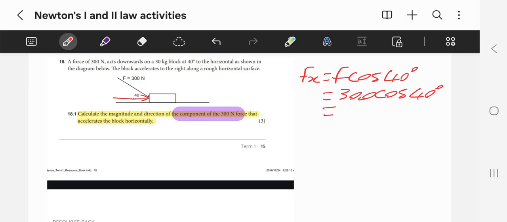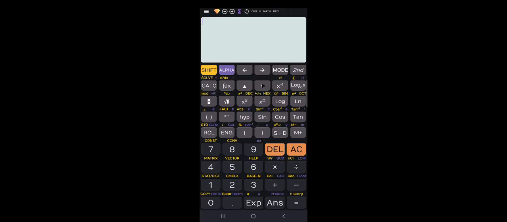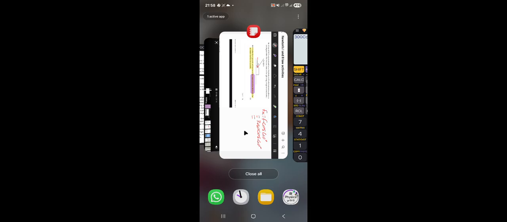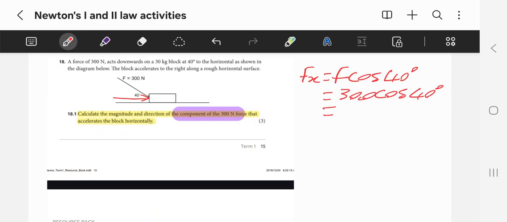Then from there we'll go to the calculator. So we'll say 300 cos 40. On the calculator we'll have 300, and then we'll say cos 40, and the answer we are getting is 229.81. That is our answer. So our answer here, guys, is going to be 229.81 newtons. All right, we are done with finding that force. Now we can look at the other question.